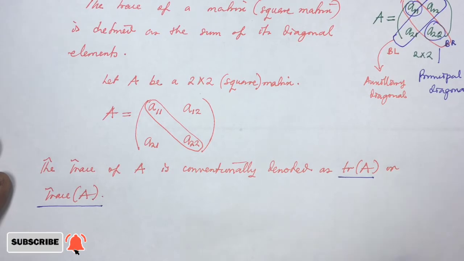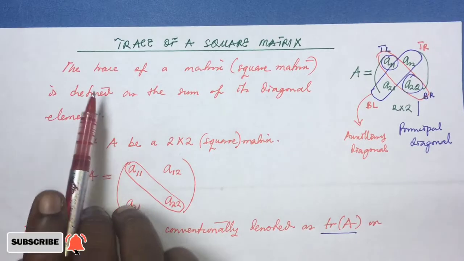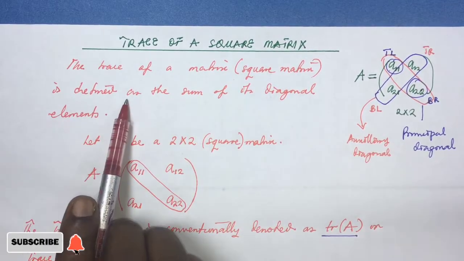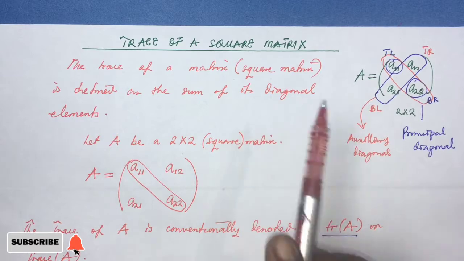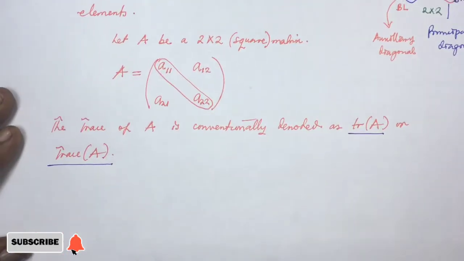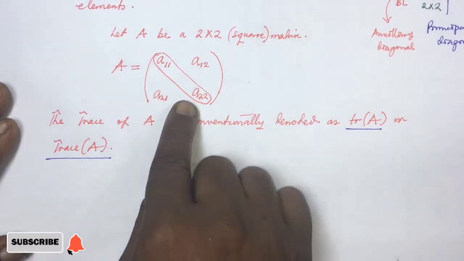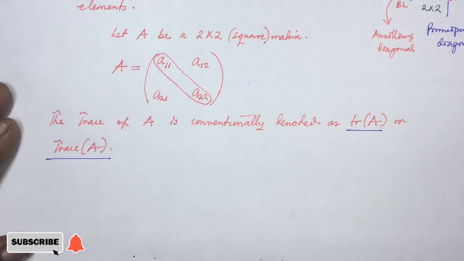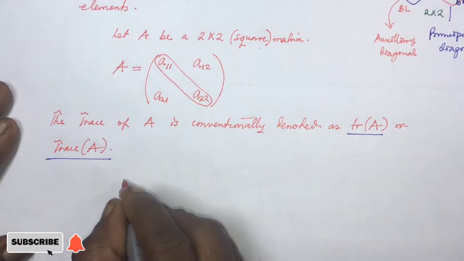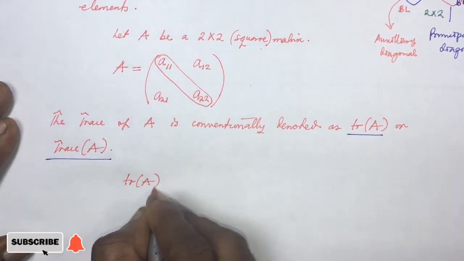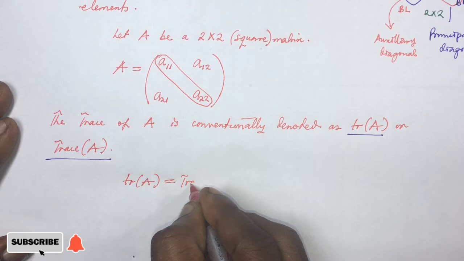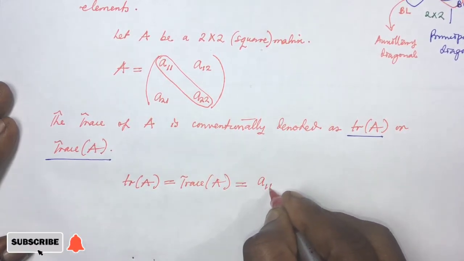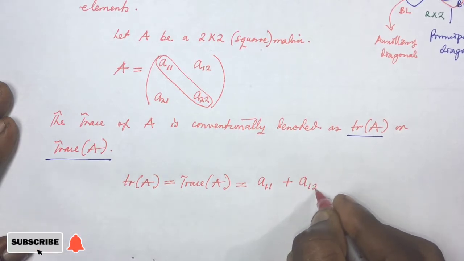Now, what will be the trace of this matrix? According to our definition, the trace of a matrix, in particular a square matrix, is defined as the sum of its diagonal elements. So all we have to do, since this is the principal diagonal we are talking about, is that the trace of A, which can also be written as trace in bracket A, will be equal to A11 plus A12.